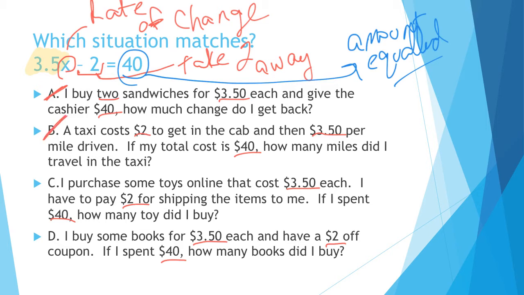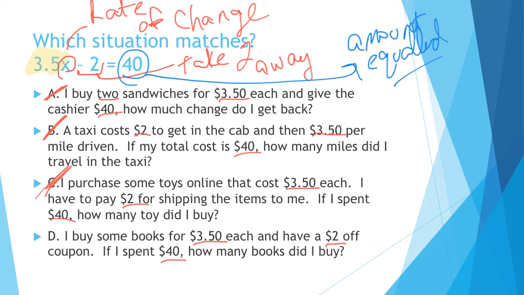Now let's look at situation C. I buy some toys online. They cost $3.50 each. So I've still got my $3.50 each. So that works with my rate of change. I have to pay $2 for shipping the items to me. Does that take away 2? No. That does not take away 2, so I can cross that one off my list as well.